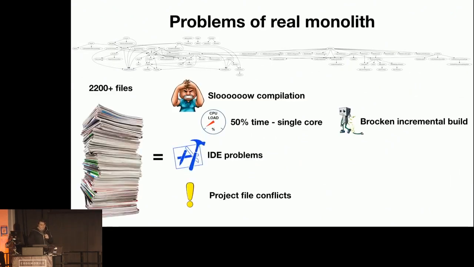And we have some problems with this scheme because the large binary is compiled from more than 2,000 files, and it was very slow because it's compiled on only one core. We also have some problems with the IDE and some conflicts in project files. And the most painful thing is that incremental build didn't work.